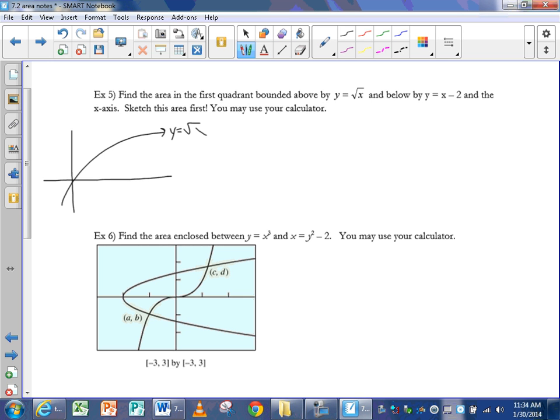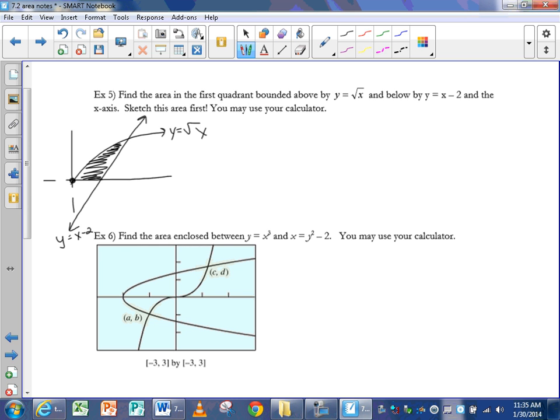Here's y equals root x. Here's y equals x minus 2. Again, this is a rough sketch here. And it says find the area in the first quadrant. And actually, square root of x really shouldn't have this little tail on it. I'm going to erase that. So I want the area in the first quadrant, which means really I just want this region.